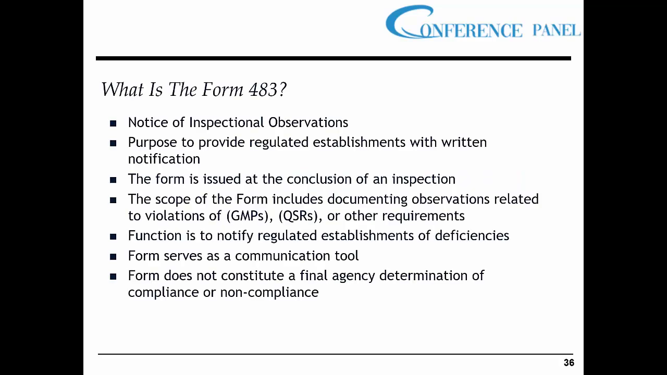Form 483. So what is that? So the FDA Form 483, officially titled Notice of Inspectional Observations, serves as a critical tool for documenting observations of noncompliance with regulatory requirements identified during inspections of your establishment. The purpose of the Form 483 is to provide you with a written notification of any deficiencies, any deviations, or any observations that were noted by inspectors during the inspection.